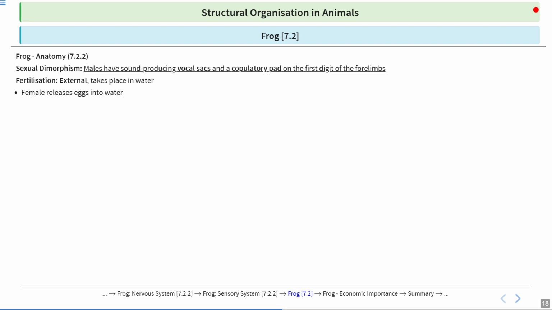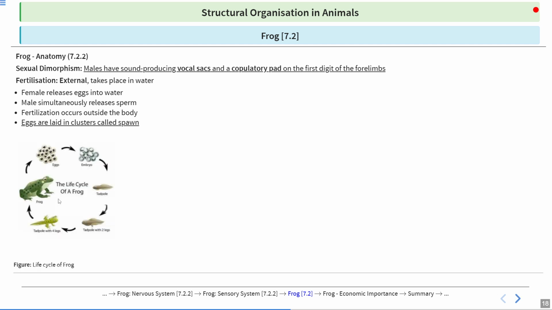Female releases eggs in water and male simultaneously releases sperms on the eggs. Fertilization occurs outside the body. Where is the fertilization taking place? The fertilization is taking place outside the body. It is not taking place inside the body. So that is why it is called external fertilization. Eggs are laid in a cluster that is called spawn. So the jelly-like substance in which the eggs are laid, that is called spawn.